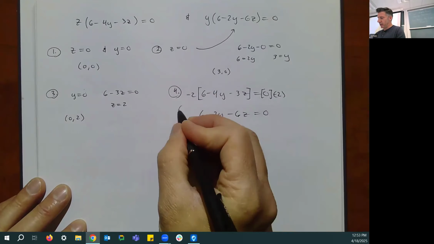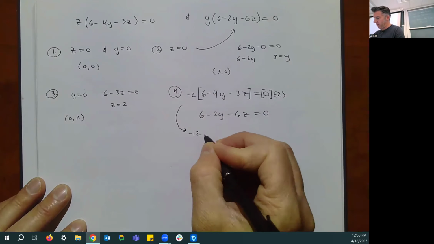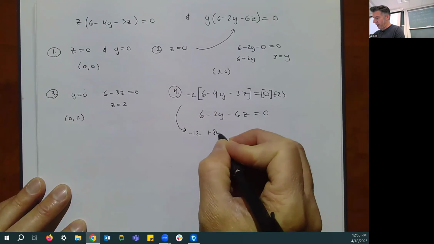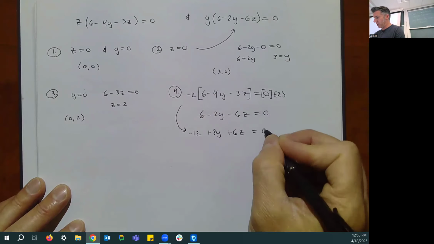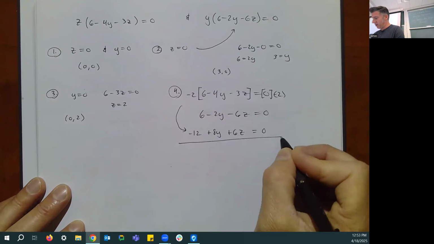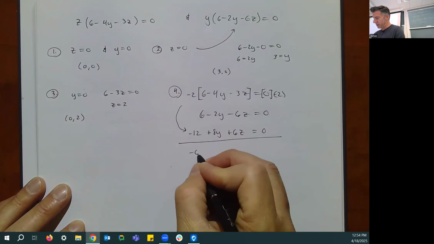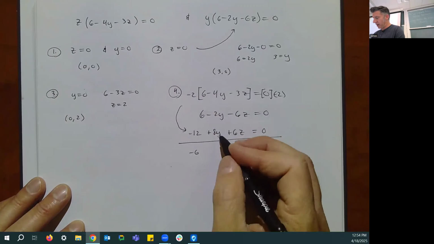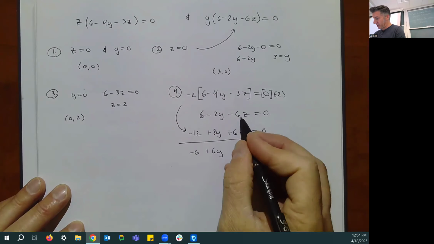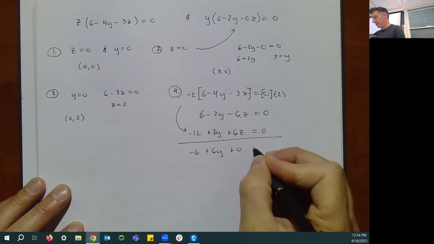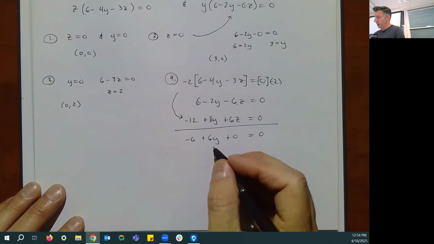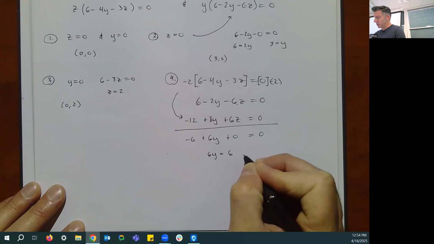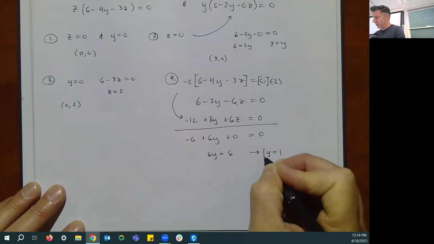So multiplying this equation by -2, I get -12 plus 8y plus 6z equal to -2 times 0, which is still 0. And if we add these equations together, 6 plus -12 is -6, -2y plus 8y is 6y, and -6z plus 6z is 0z. This is called the elimination method, where you're eliminating one of the variables. And then if we solve for y, 6y is equal to 6, which means y is equal to 1.